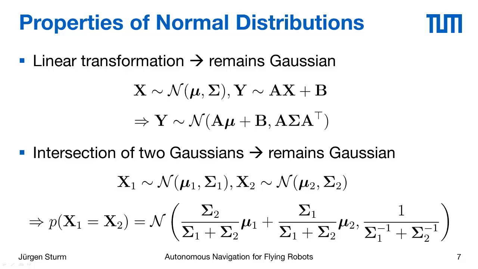Good. Now, a few properties of normal distributions which are important later for the Kalman filter. So the first good news is that normal distributions behave linearly. So if we have one random variable x that is normally distributed with a mean of mu and covariance sigma, and we now define a random variable y that is a linear combination of a matrix A times x plus some offset b, then we can directly move these coefficients into the normal distribution. So we know that then this y is normally distributed again with a mean of A times mu plus b and a covariance of A times sigma times A transposed.